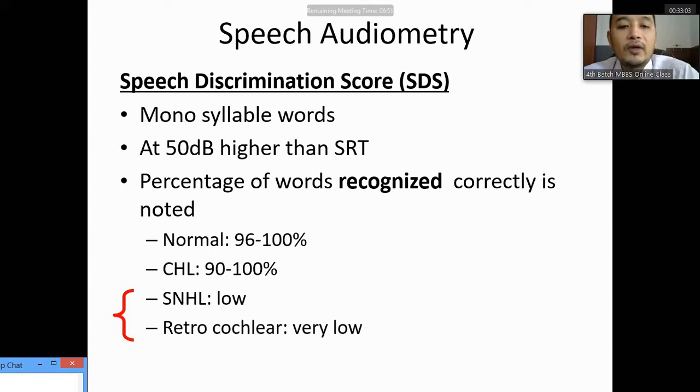In conductive hearing loss also, it is not much impaired, 90 to 100%. But in case of sensorineural hearing loss, it is very low. The patient can hear the sound, but cannot correctly recognize it. So in sensorineural hearing loss it is low, and in retrocochlear also it is very low. This is because the inner ear also works as the frequency analyzer.